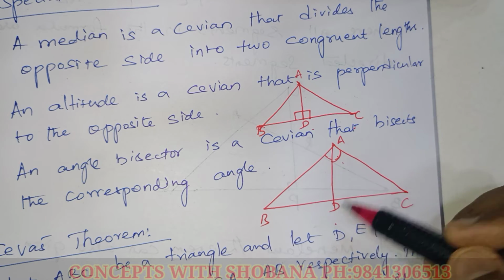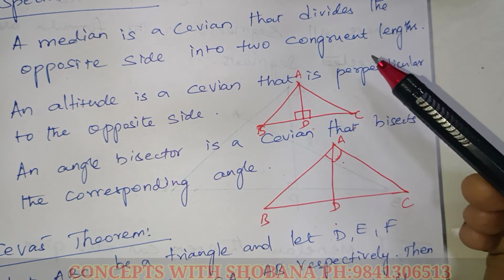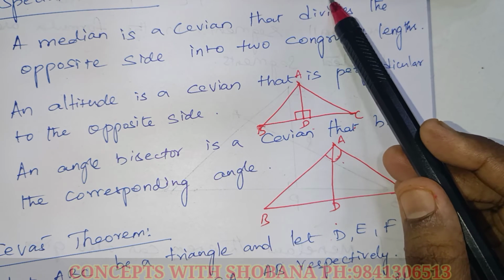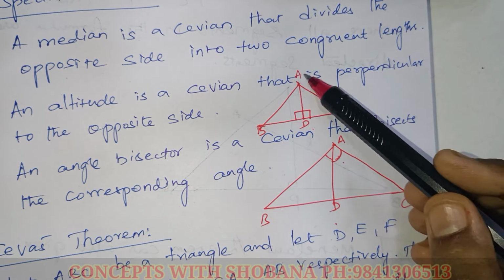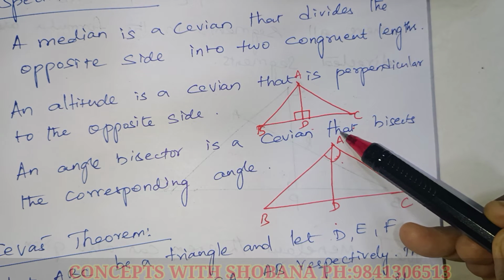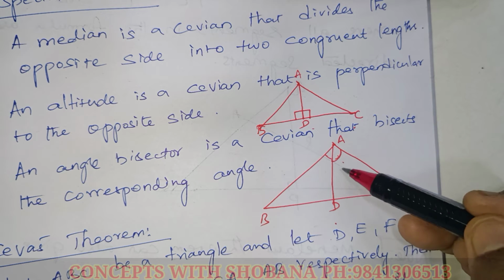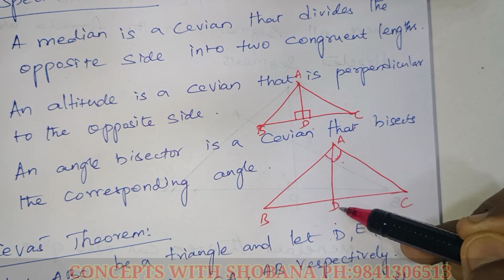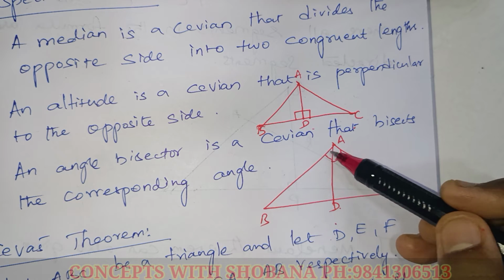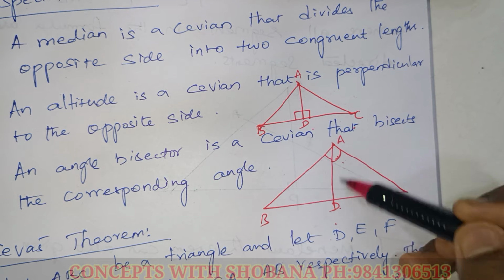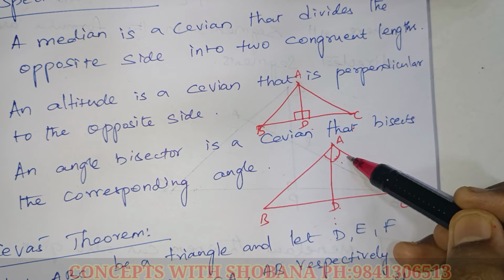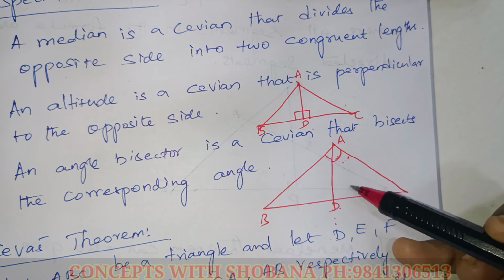So the same CVN, we have seen in 3 different ways. First way, it is dividing the base into equal parts, that is your median. The same CVN, if it is perpendicular to the side it divides, then it is an altitude. And the third CVN is the angle bisector, which means the CVN divides the whole angle into two equal angles, or the CVN bisects the corresponding angle. So these are the 3 special CVNs.